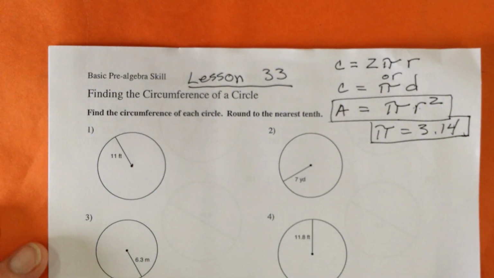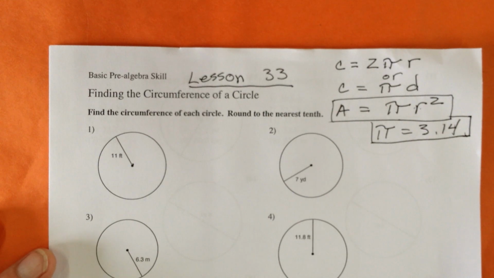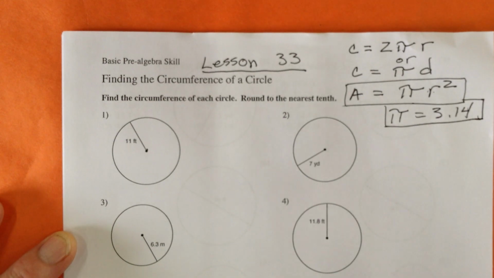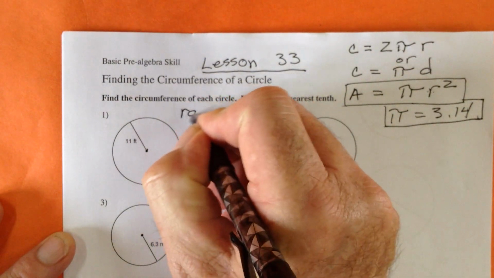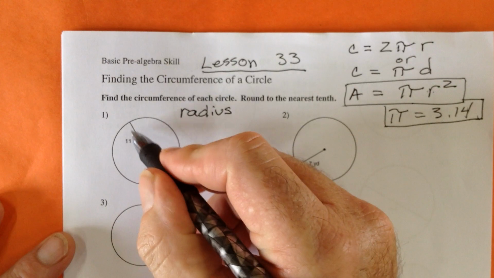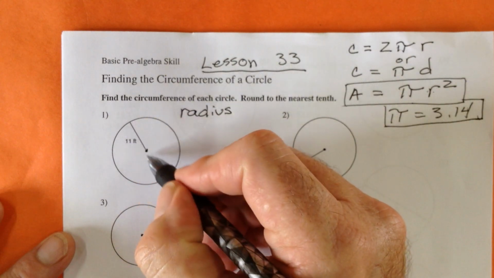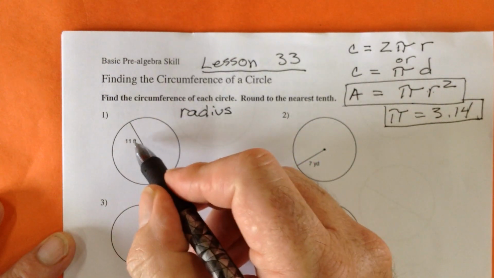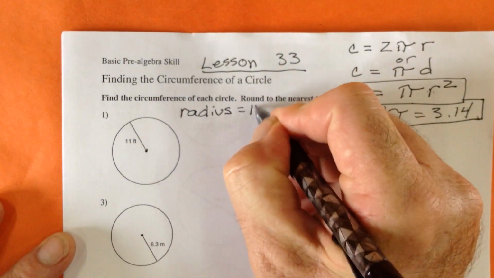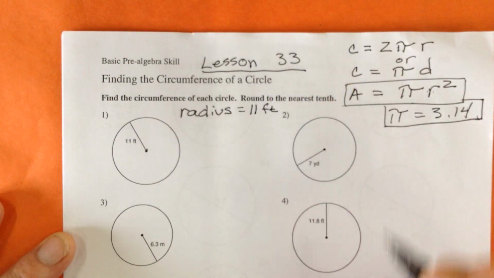One of the first things you need to know about a circle is the difference between a radius and a diameter. The radius is from the center to the outside, so it's not all the way across. Just like this one here, the radius would be 11 feet for number one.